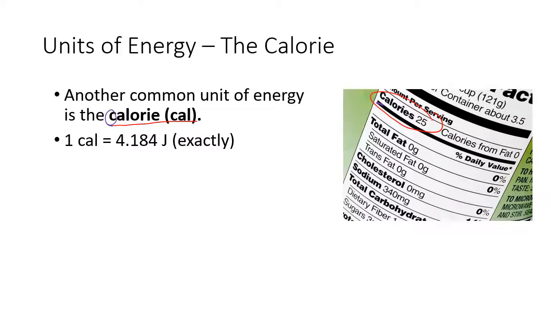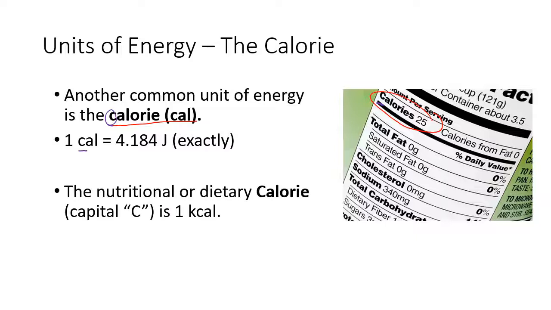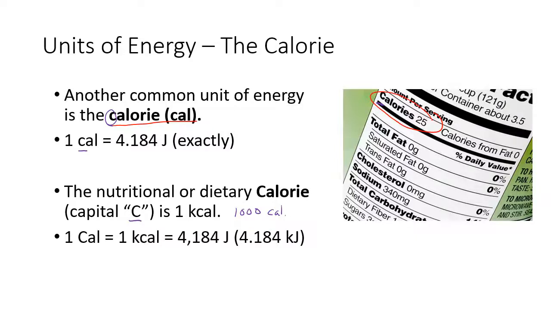One lowercase c calorie is equal to 4.184 joules exactly, from definition. But the nutritional or dietary calorie that's listed with a capital C is equal to 1,000 calories with a lowercase c. So one nutritional or dietary calorie is equal to 1 kcal, which would be equal to 4,184 joules, or 4.184 kilojoules for short.